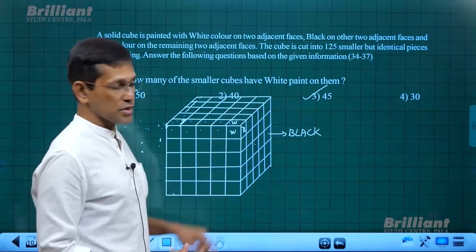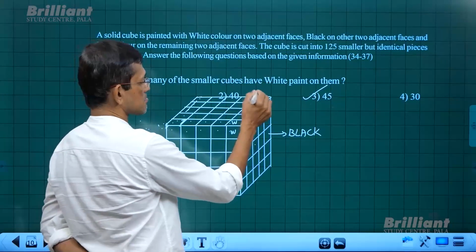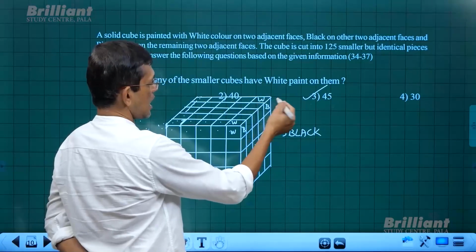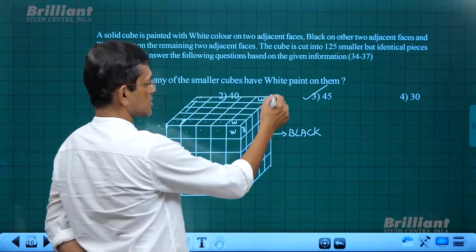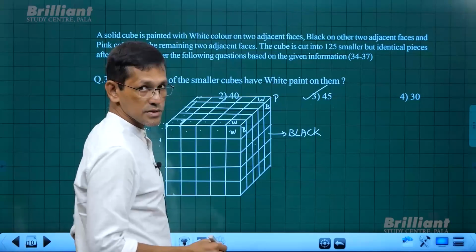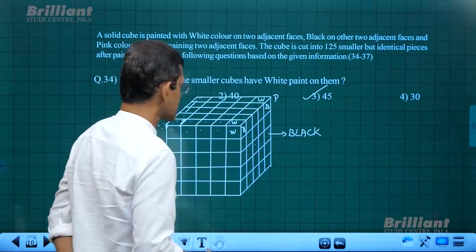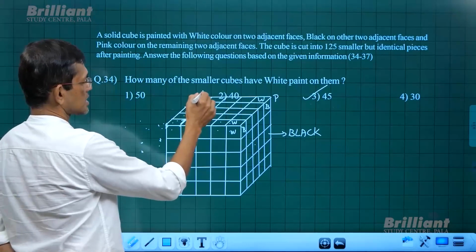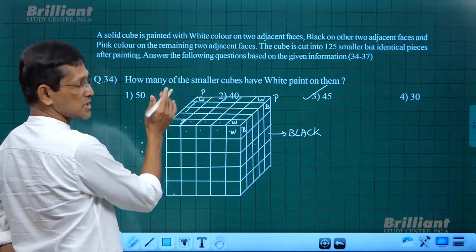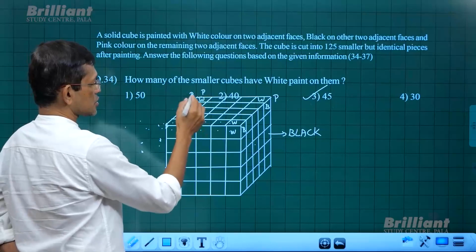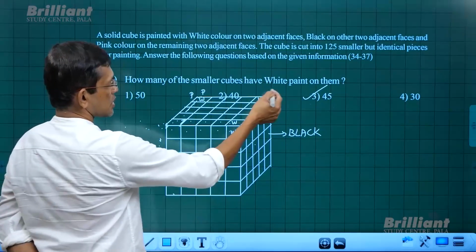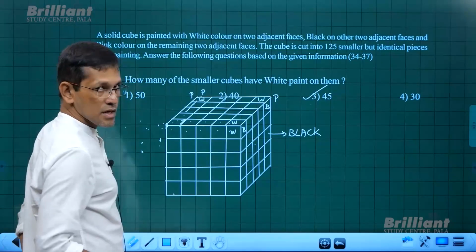When you look at this corner cube, what you see here, this is white, this is black, and the back side we assume that's a pink color. So this cube has 3 different colors. This corner cube has 3 different colors. And how about this corner cube here? This is white, and the back side is pink, and this side we assumed it's pink as well. So it's pink, pink, white. So that means 2 colors. This is the only cube we have seen so far with the 3 different colors.